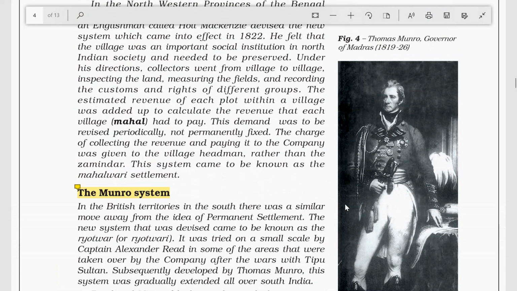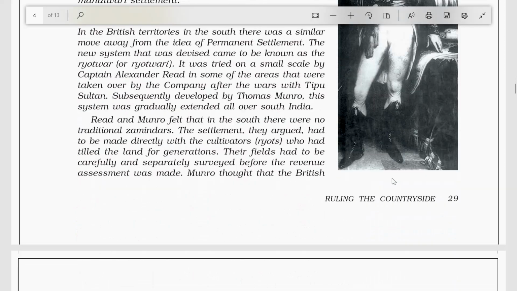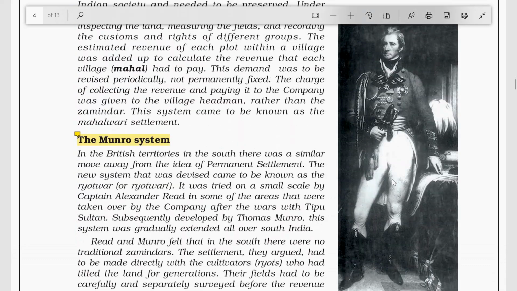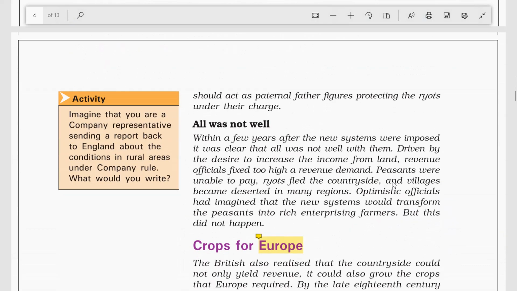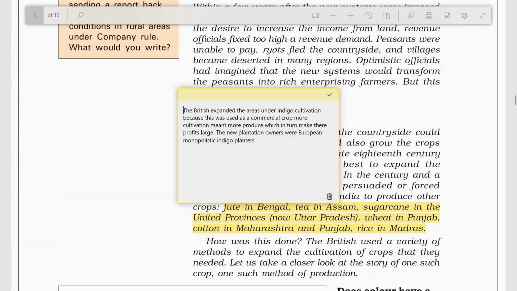and they included other provinces. This is Thomas Munro. He was the governor of Madras from 1819 to 1826. Here you can see the portrait of Munro. Now see how the crop was important for Europe. We have discussed enough about this. The British were sending their crop to the European market.